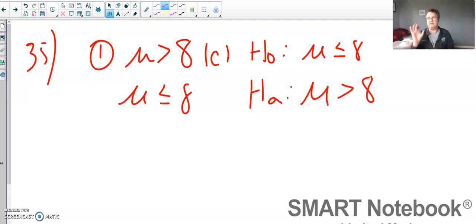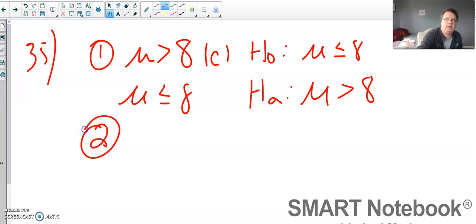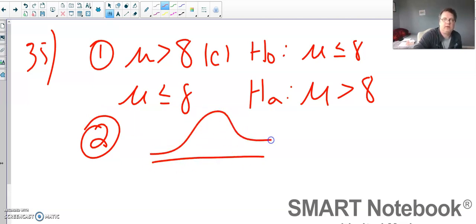These steps that I show, this is the exact way they need to be done, especially on your hand-in assignment on Friday. You've got to show them. Everything needs to be labeled, and it's got to be precise. Step 2, it's another right tail test.